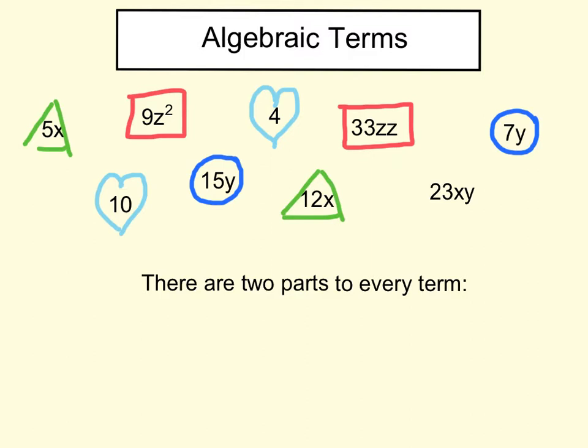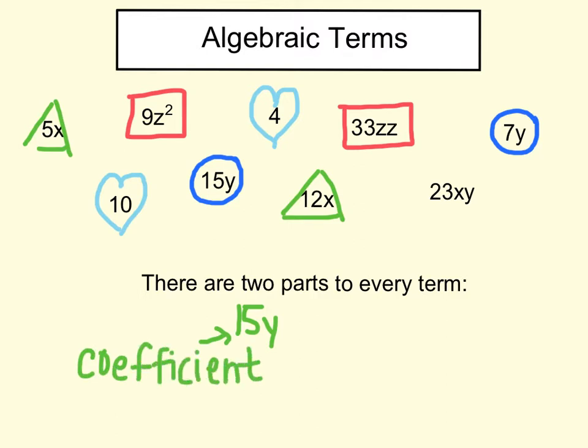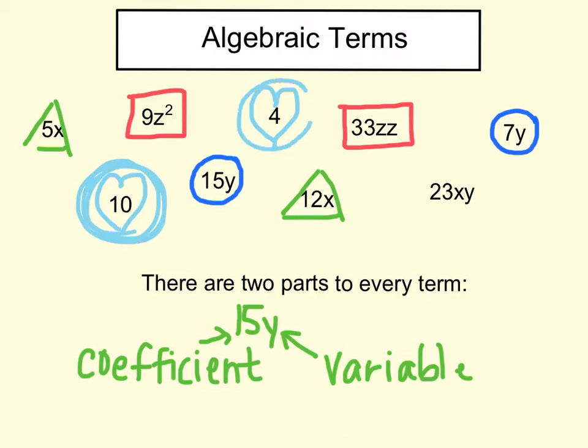Alright, so there are two parts to every term. You have a number part and then a variable part. The number part, just like in your vocabulary words, is called the coefficient. The variable part is called the variable. The only type of term that doesn't have two parts are terms that are constants. That would be the number 10 and the number 4 in our list.